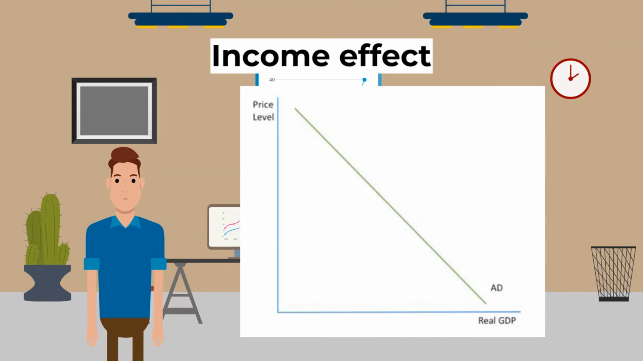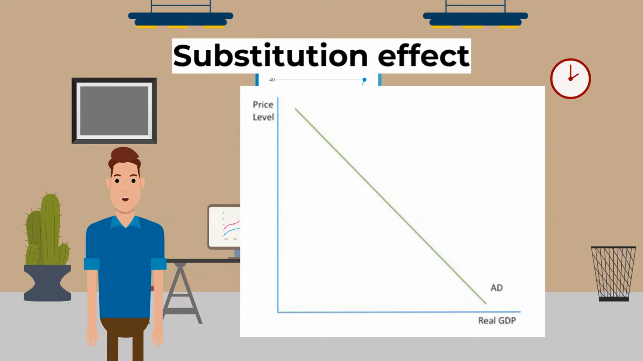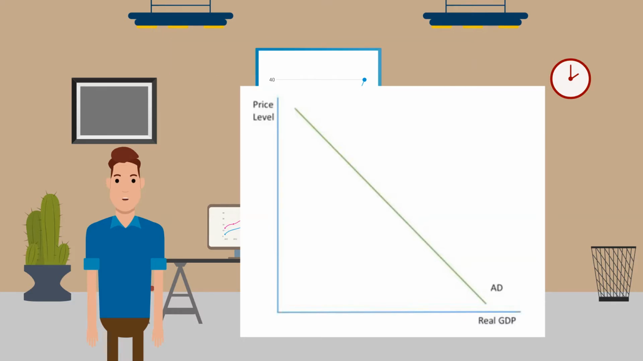Income effect. As a rise in prices is not matched straight away by a rise in income, people have lower real incomes so can afford to buy less, leading to a contraction in demand. Substitution effect. If prices in the UK rise, fewer foreigners will want to buy British exports and more UK residents will want to buy imported foreign goods because they are cheaper. The rise in imports and fall in exports will decrease net exports, so AD will contract.